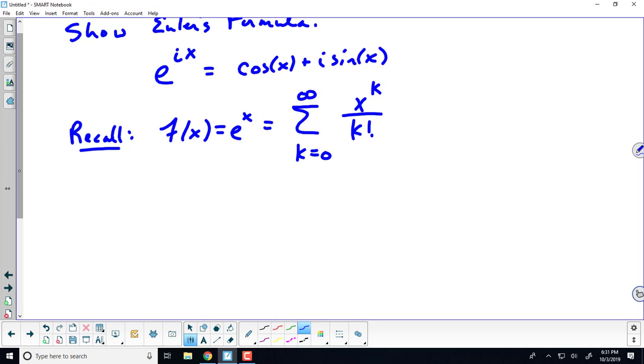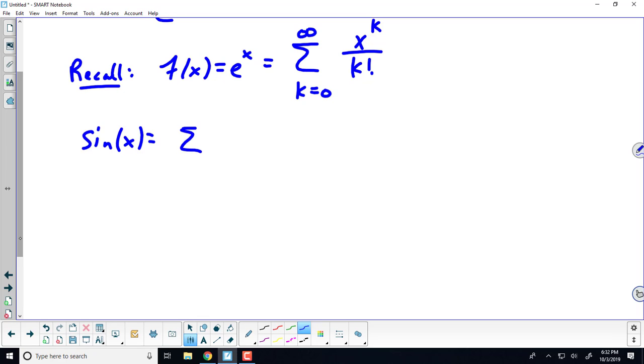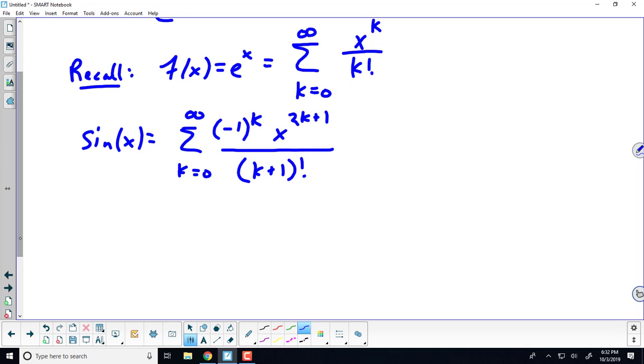What if I gave you sine of x? Do you remember what its series representation was? No, I think you're thinking of the geometric series, 1 over 1 minus x. This one is the sum from k equals 0 to infinity of (-1) to the k, x to the 2k plus 1, all over (2k plus 1) factorial.